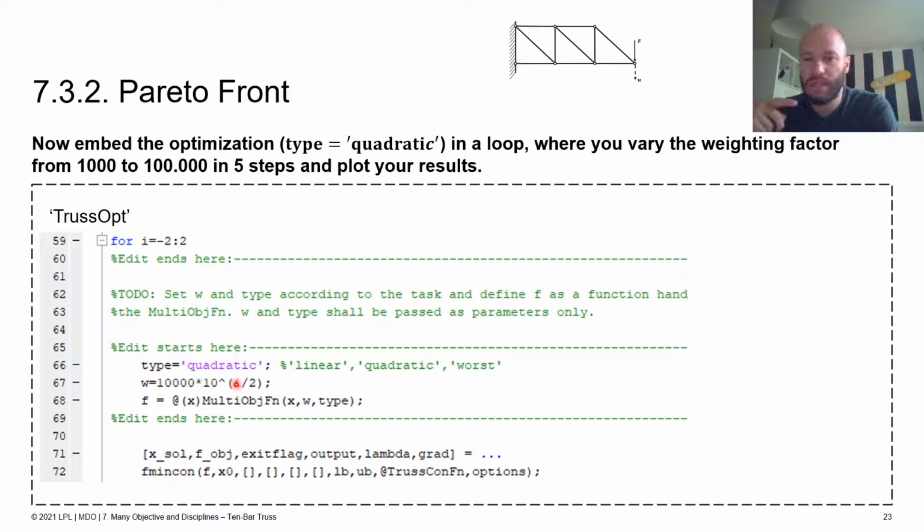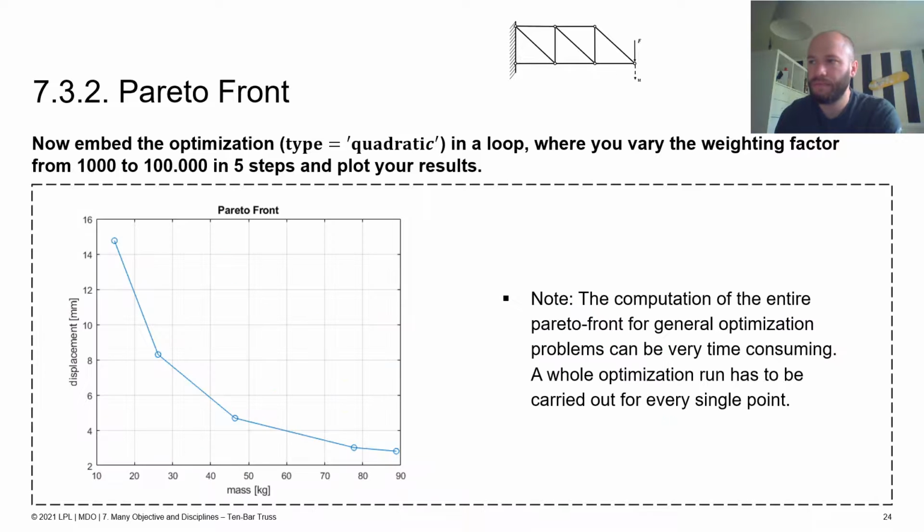And then for each step, we carry out a single optimization. If we do that, we can end up with points like that. So this is an exemplary Pareto front. One important thing is that since we need to carry out an optimization per point, this is really time consuming. For such a small problem, this can be done quickly, but for larger problems, you can imagine that this is not always possible.